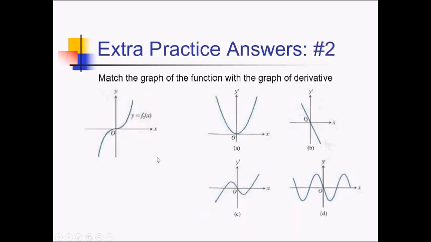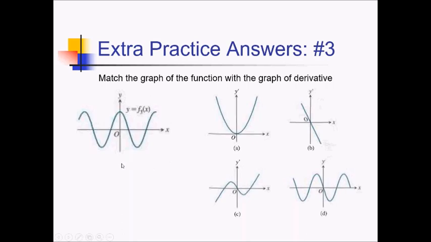On this problem, I'm trying to match this function with its derivative over here. I notice that my slopes are starting positive, turning to 0 at this plateau here, and then continuing to be positive. So I need a function that starts above the x-axis, remains above the x-axis, and crosses only once. So that would be this parabola here in choice A.